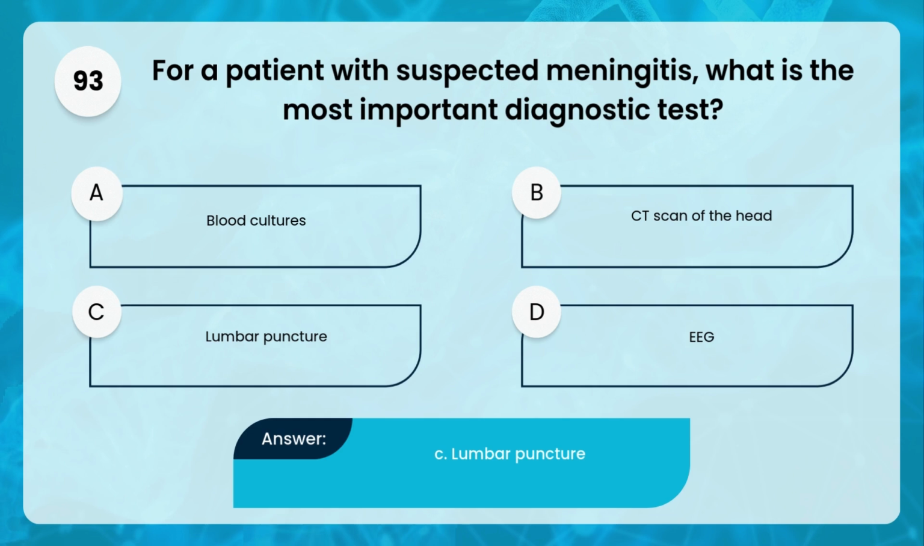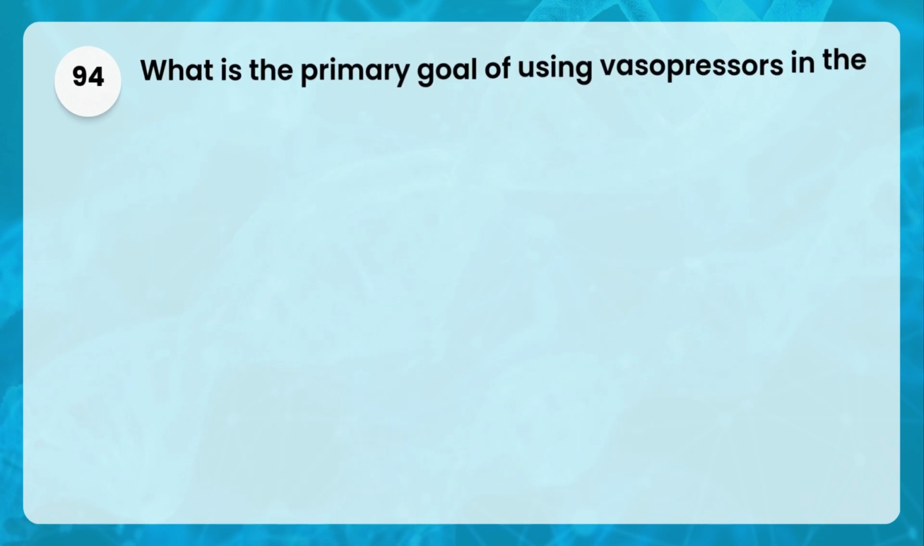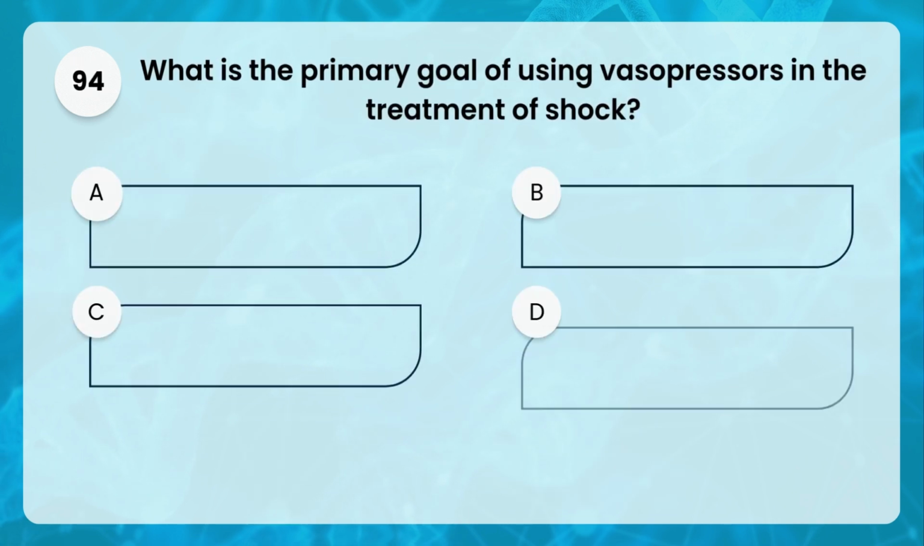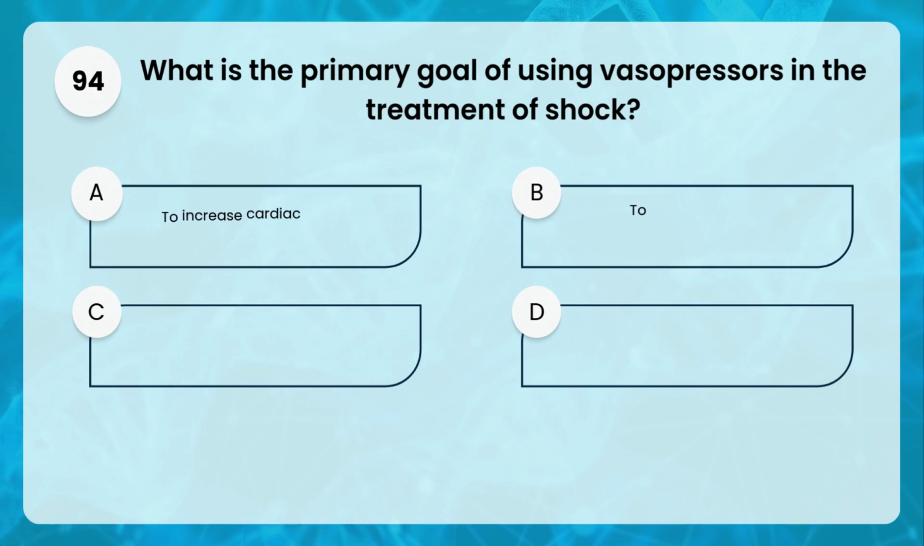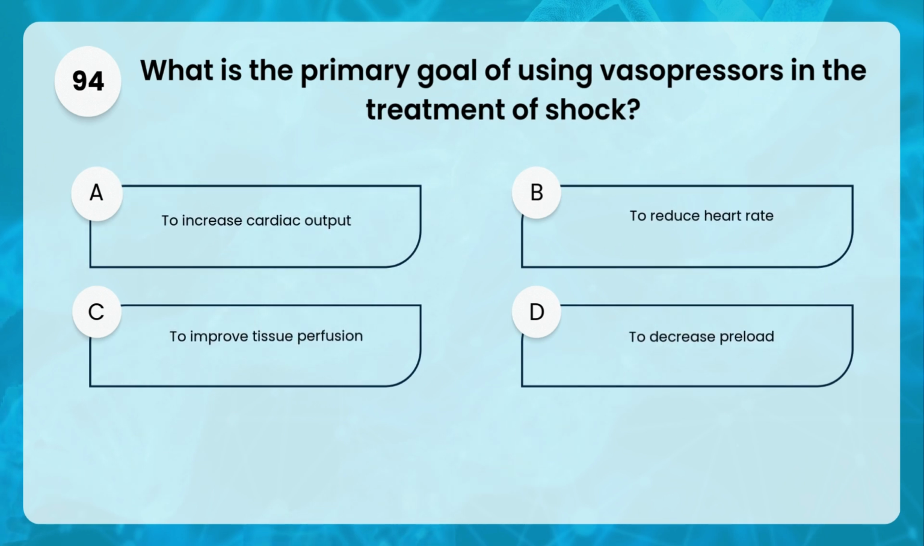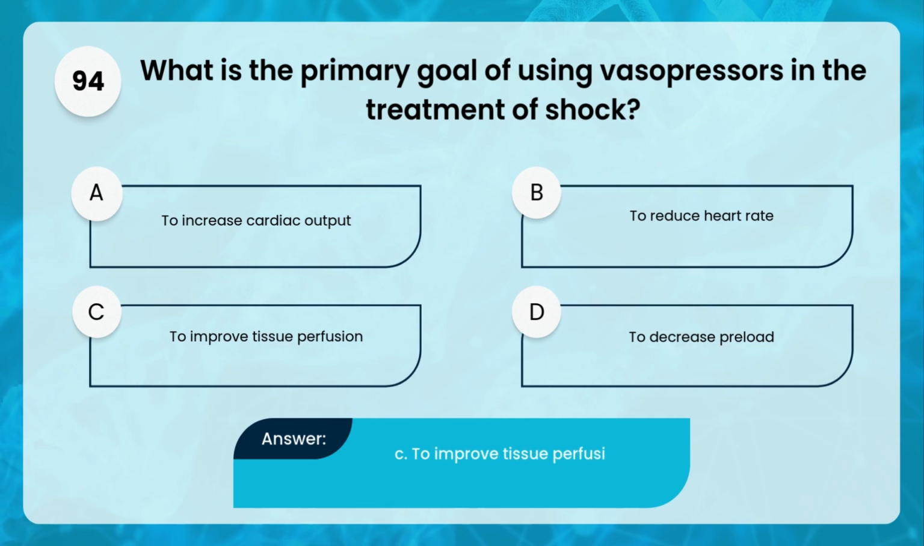Lumbar puncture. 94. What is the primary goal of using vasopressors in the treatment of shock? A. To increase cardiac output. B. To reduce heart rate. C. To improve tissue perfusion. Or D. To decrease preload. The answer is C. To improve tissue perfusion.